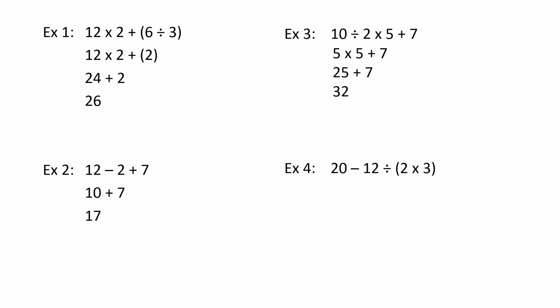Example 4, parentheses first. So we're going to do 2 times 3, which is 6. Now we're going to divide 12 divided by 6. Slow down, because a lot of us will just do 20 minus 12 and work left to right, because our whole lives we've been taught to work left to right. But here we're not. We're going to divide first, which gives me 2. 20 minus 2 is 18.